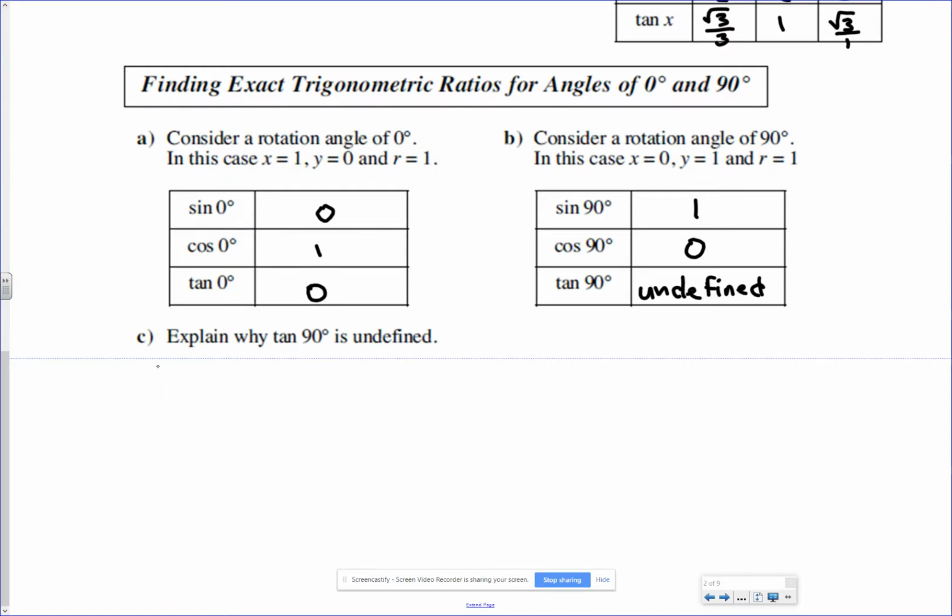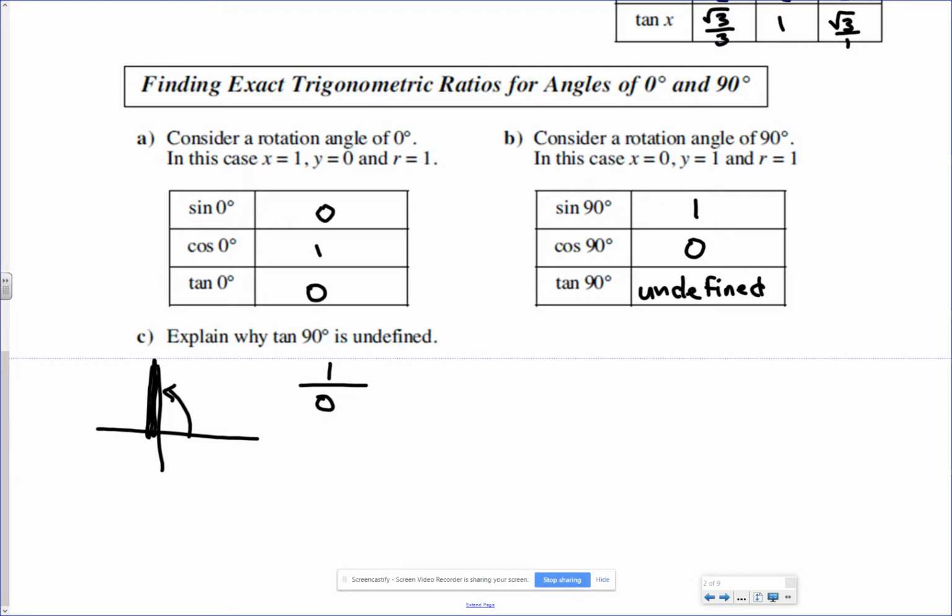And the reason tan is undefined at 90 degrees is if you think about the triangle we'd have at 90 degrees, when I have my 90-degree angle there, I have no adjacent side. I only have an opposite side. So when I go to do this, I would have 1 divided by 0.